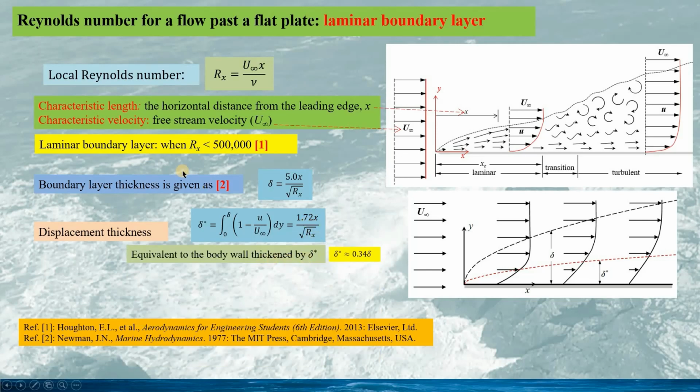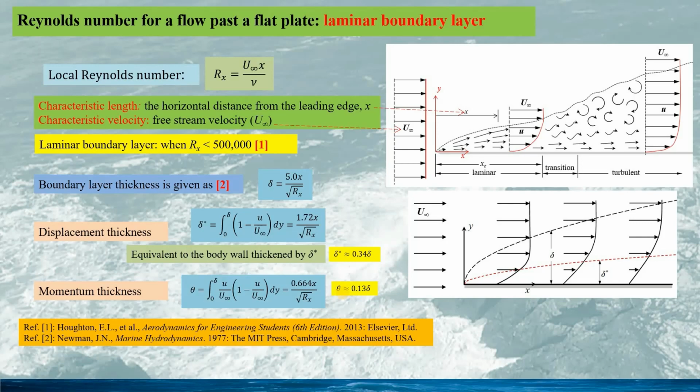Compared to the boundary layer thickness, the displacement thickness in the laminar boundary layer would be about 34% of the boundary layer thickness. And we can also calculate the momentum thickness, theta, given by this expression. And we have the expression for the momentum thickness, theta. It is about 13% of the boundary layer thickness.